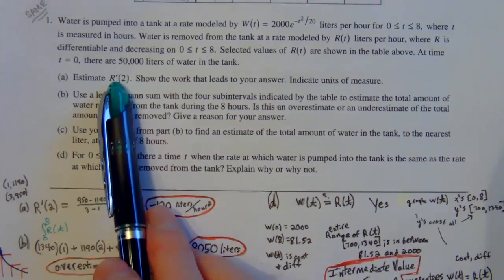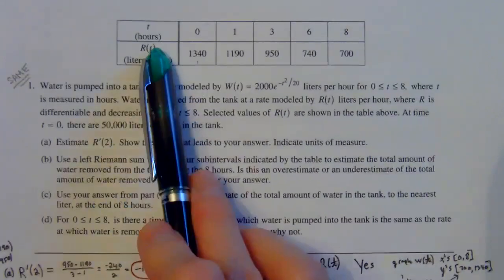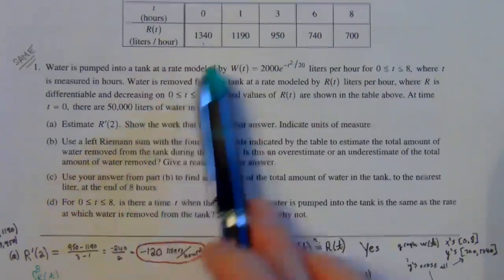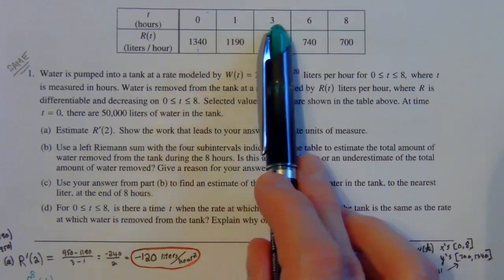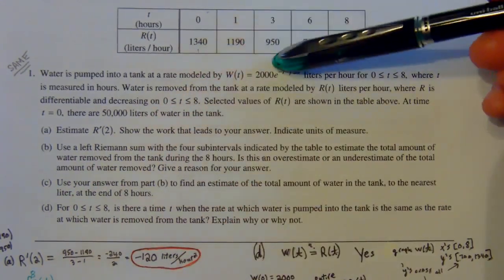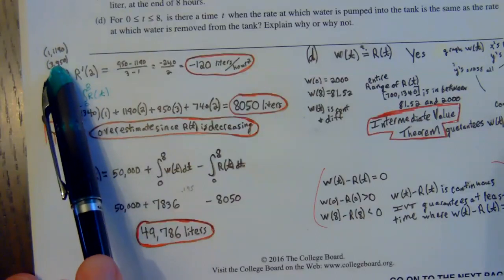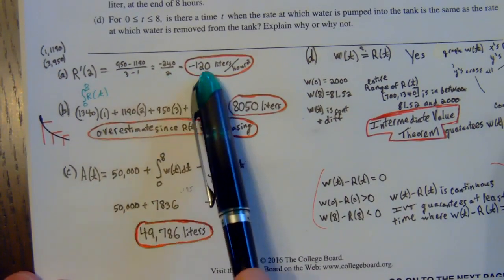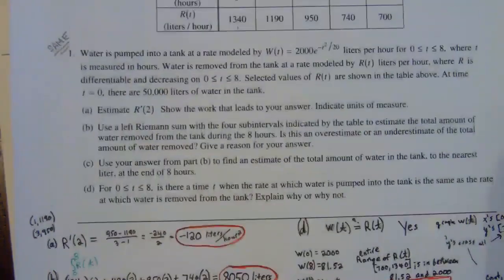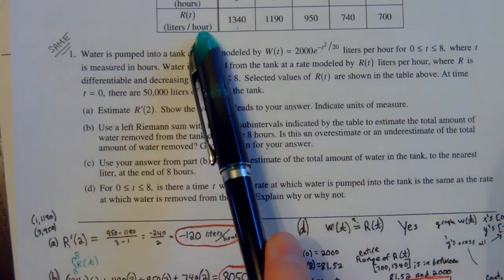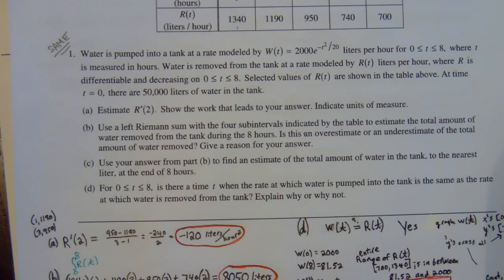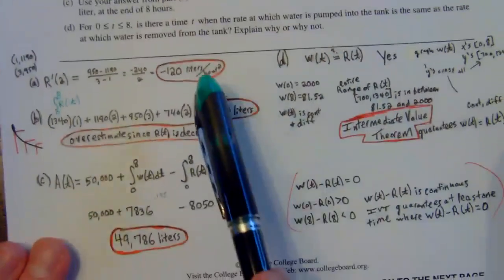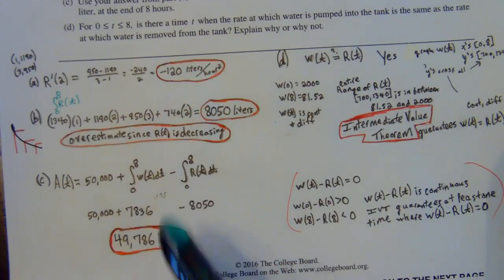Part A, R prime of 2, we know derivative is slope. And this is my R function in the chart. So for R prime of 2, I'm going to say, hey, 2 is in between 1 and 3. So I'm going to jot down these 2 points, which I did right here, and I just did my slope formula. That's giving my estimated derivative, and there's my negative 120. And then the units on that, since the R is in liters per hour, that's like velocity units, how fast something's going. And so your derivative of that, your slope of that, would be like acceleration units, which are those weirder liters per hour squared.